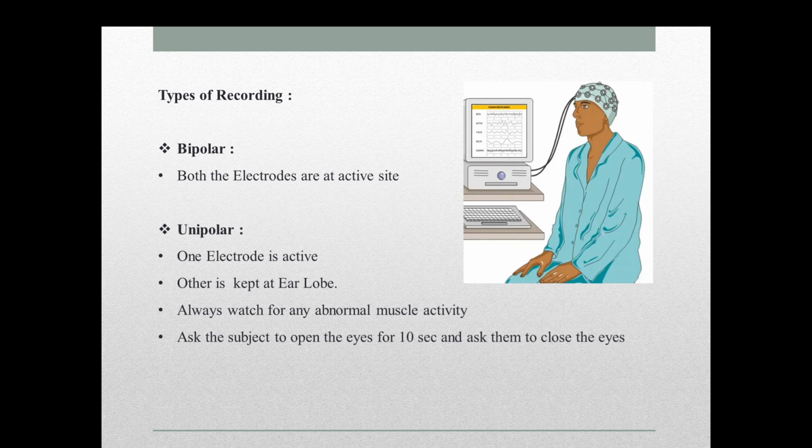Next, in unipolar there are two electrodes, in which the electrode has only one charge, the positive charge. One electrode is placed at the active site and the other is placed at the earlobe. In the case of coma patients, it will always monitor and watch for any abnormal muscle activity, and the subject, that is the patient, is asked to open the eyes for 10 seconds and then close the eyes.